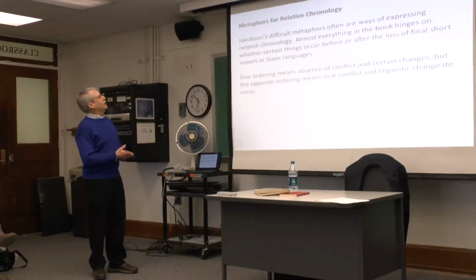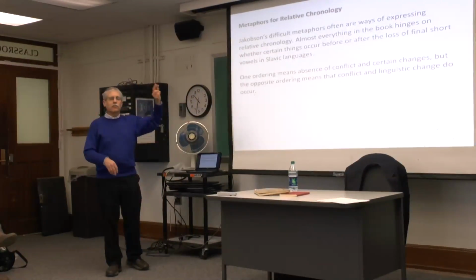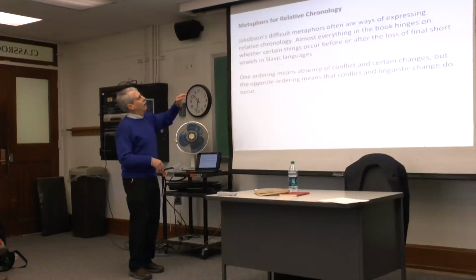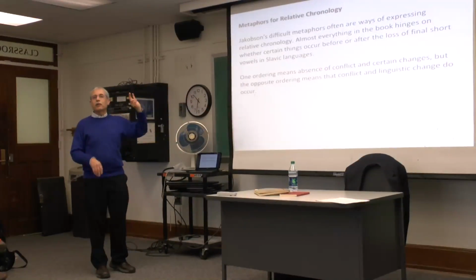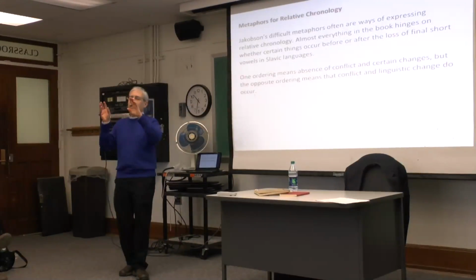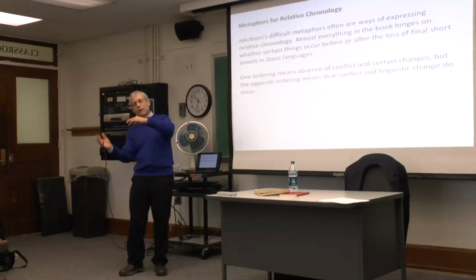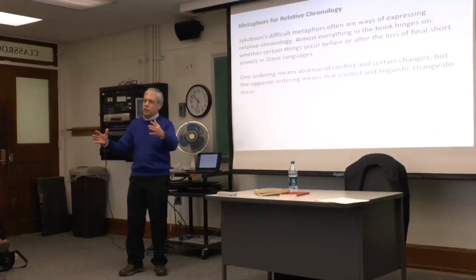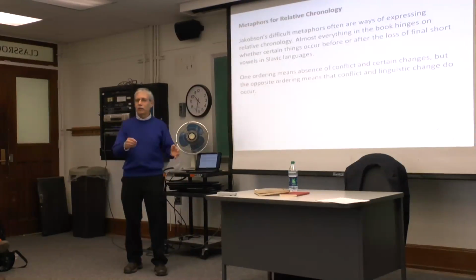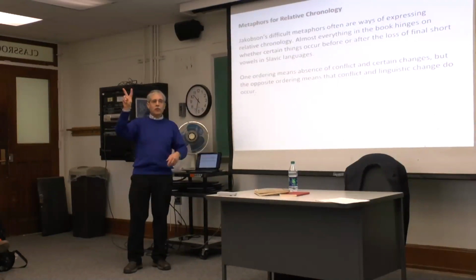Now that you have the background: Jakobson's difficult metaphors, these conflicts and struggles and all this, are ways of expressing relative chronology. In other words, his idea is that it's not enough to just say that A becomes B. If B becomes A, it's different than A becoming B. Because you have these changes going across the linguistic territory. Let's say you have one change moving across the territory, to change something in the language, then another change coming after that. You have two possible changes.